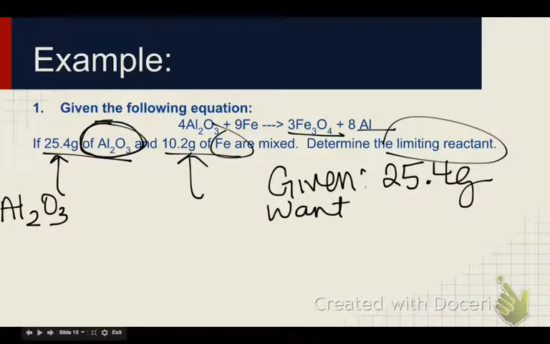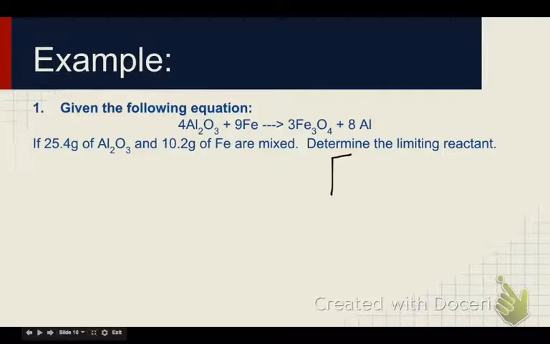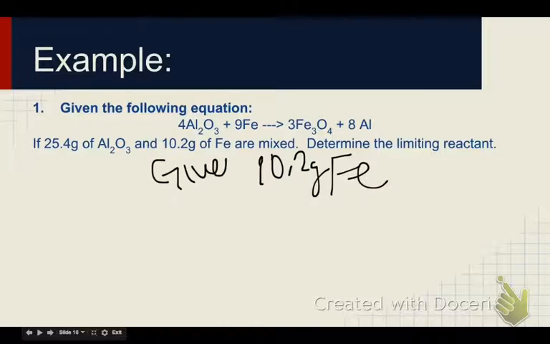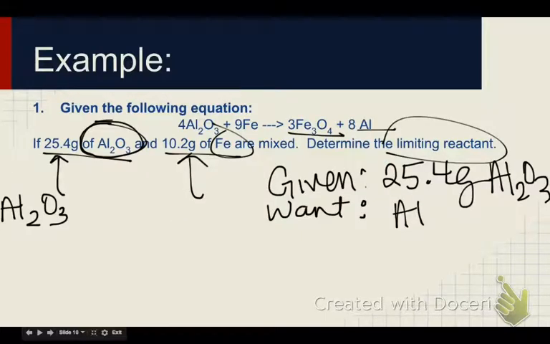If you're going to want to find aluminum based off of aluminum oxide, then for your second problem, when you're trying to figure it out from 10.2 grams of Fe, my given, you want to find aluminum as well, okay? Because you can't compare apples to oranges. They're too different, okay? If you compare two different amounts of product, your answer's not always going to be correct, okay? So let's go back to here.